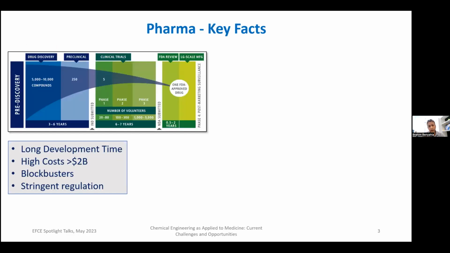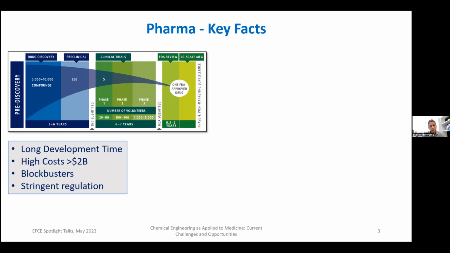So before I start, I would like just to highlight some of the key facts associated with pharma. As mentioned earlier, it's really costly to bring a new drug into the market. It takes a very long time, usually between 8 to 12 years. It costs more than 2 billion. Currently, we are talking about $2.5 billion. And clinical trials are really very challenging.